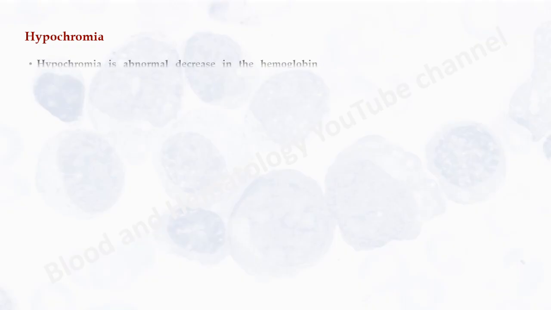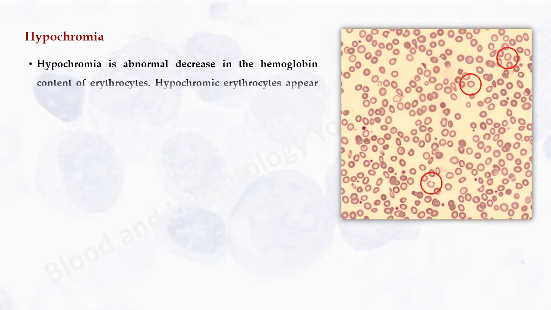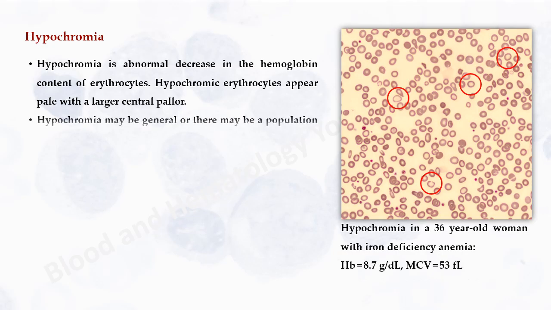Hypochromia is an abnormal decrease in the hemoglobin content of erythrocytes. Hypochromic erythrocytes appear pale with a larger central pallor. Hypochromia may be general or there may be a population of hypochromic cells.